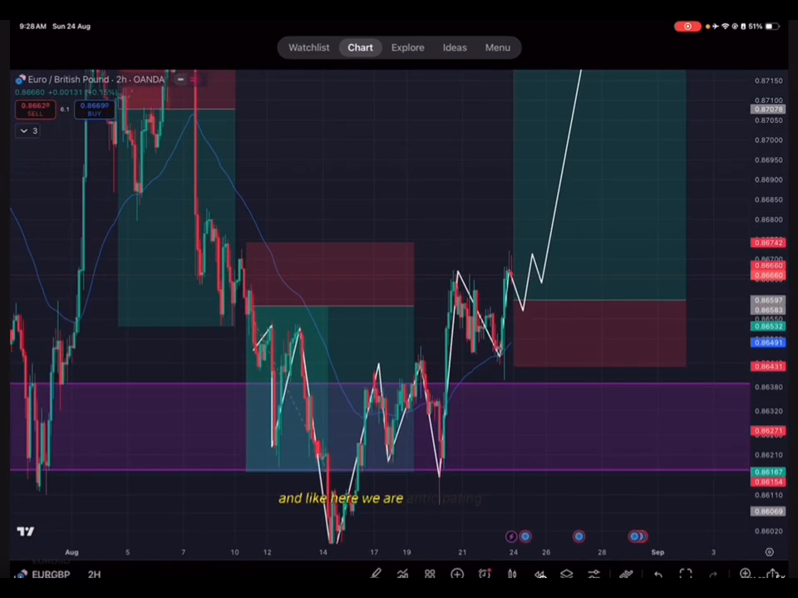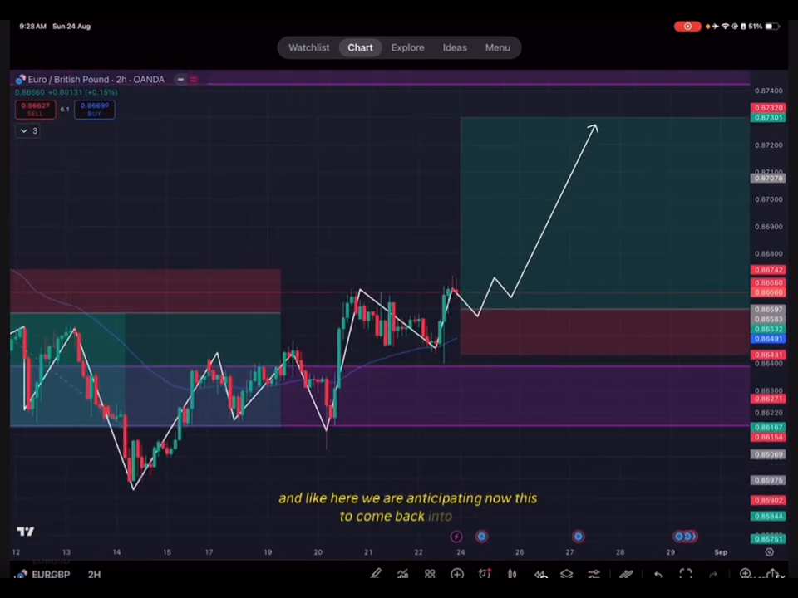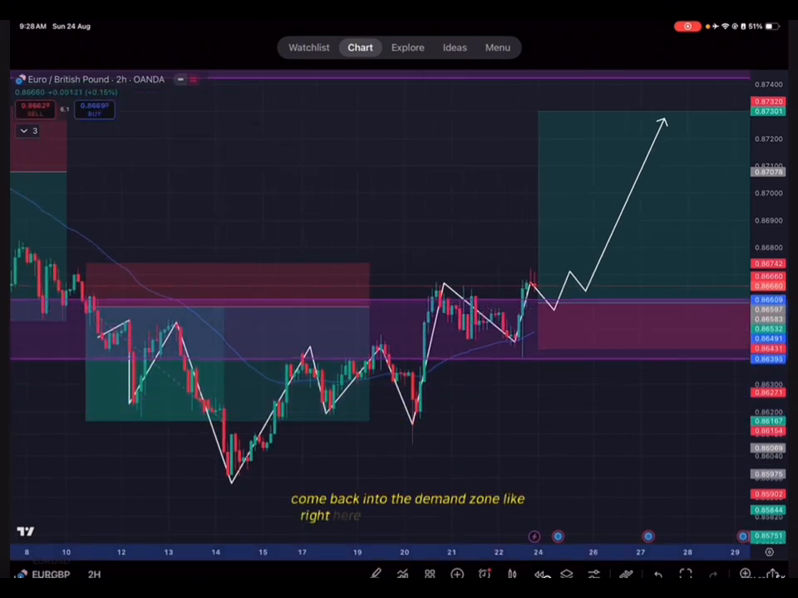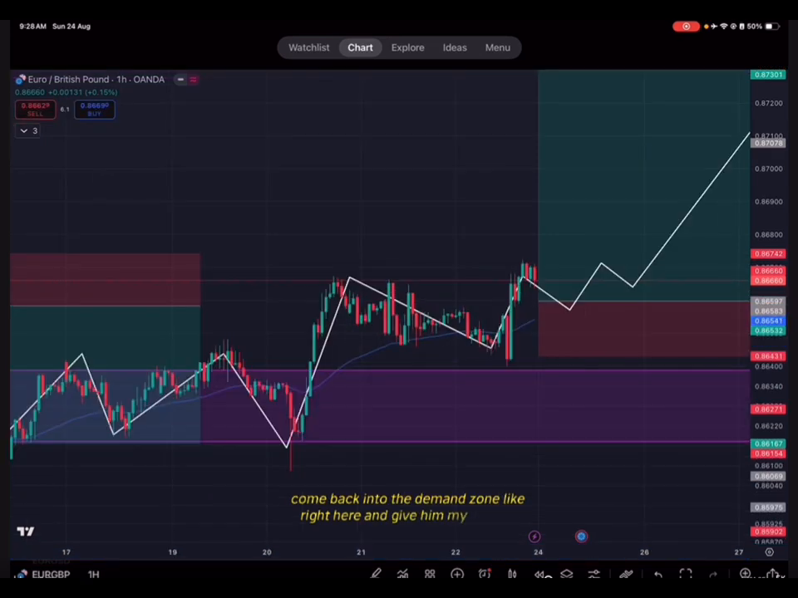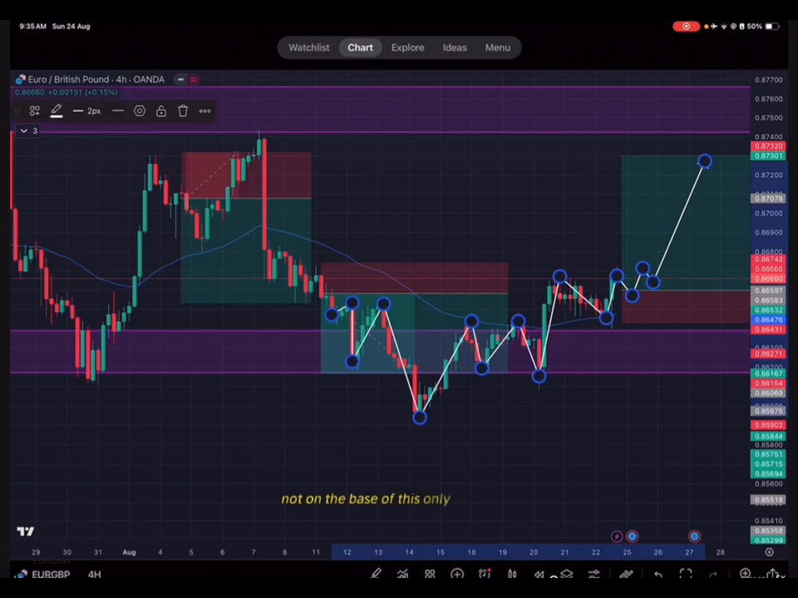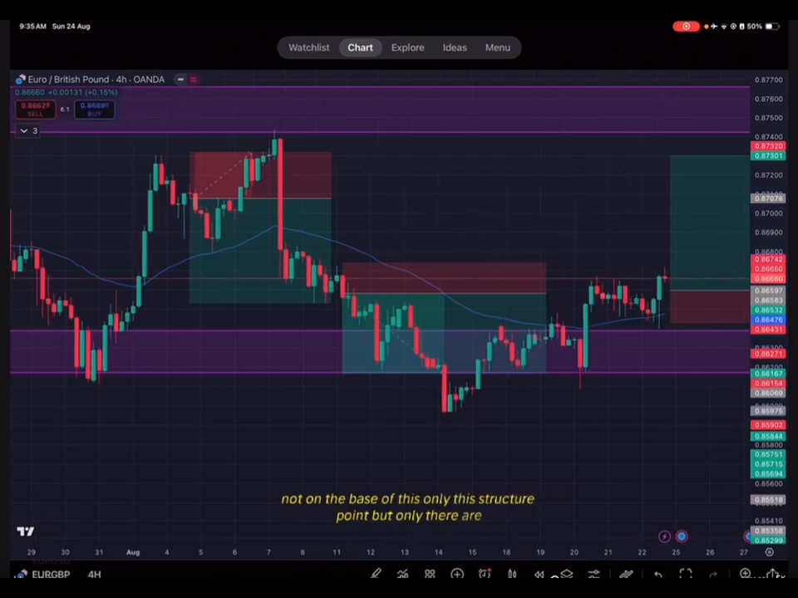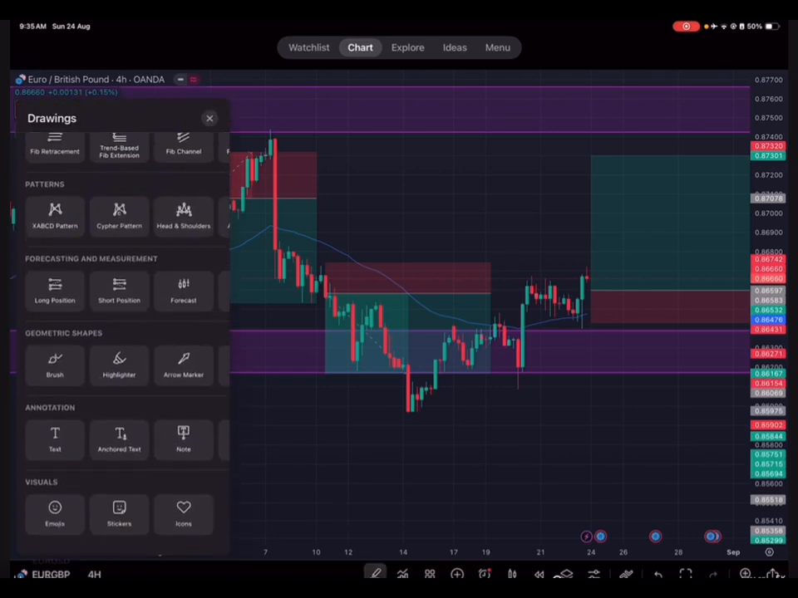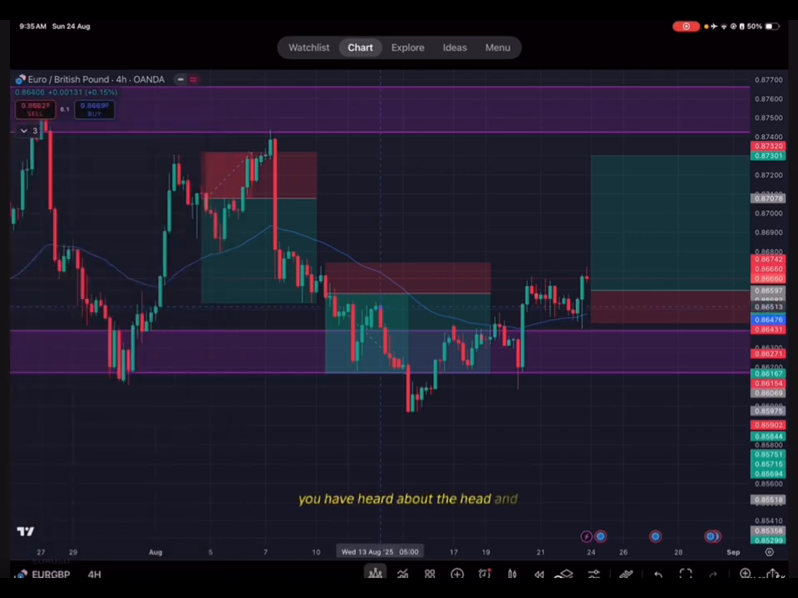Same like here. We're anticipating now this to come back into the demand zone right here and give me my entry signal, and then we're going to go upwards. That's Euro GBP, perfect. Now let me give you another reason why I am entering this trade, not on the basis of this market structure point alone, but there could be so many reasons why I should enter this trade. You have heard about the head and shoulders pattern.